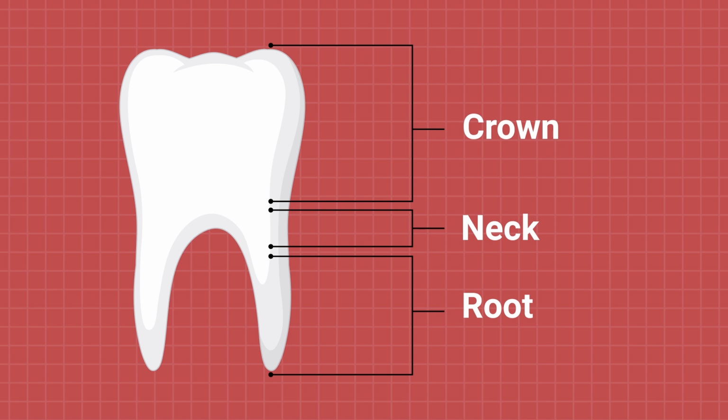A tooth is secured in the mouth by its root, which extends below the gum line and into the upper or lower jawbone. The number of roots and root forms vary among various tooth kinds. Premolars, canines, and incisors typically have one root, while molars typically have 2 or 3. The tooth's neck is the area where the crown and root part ways at the gum line.